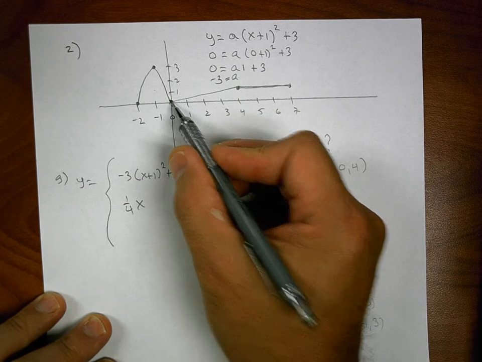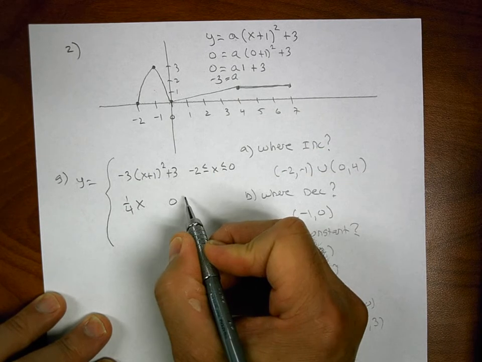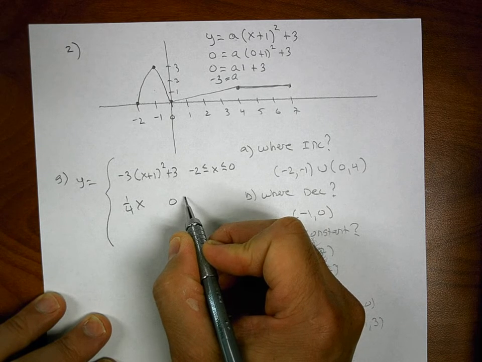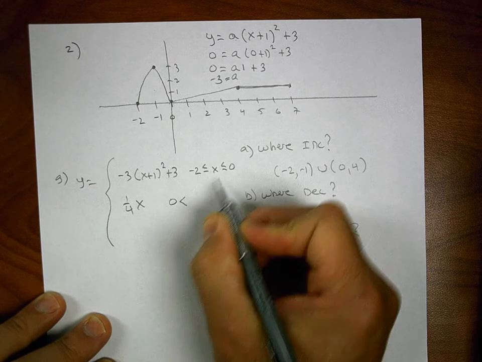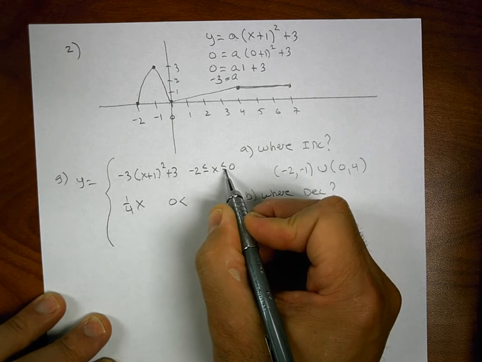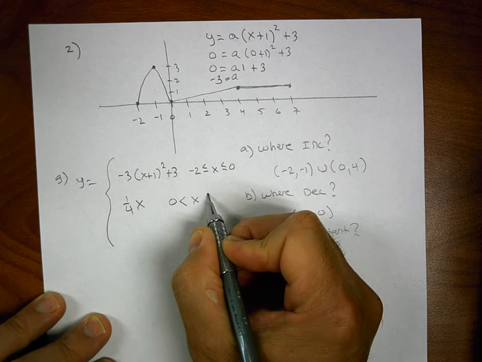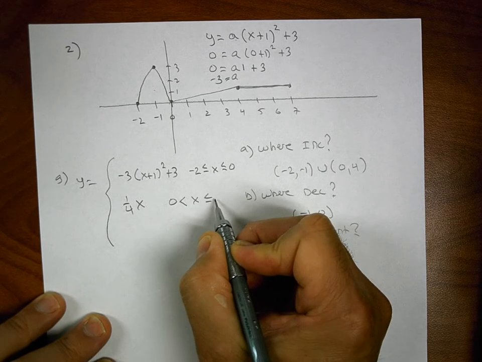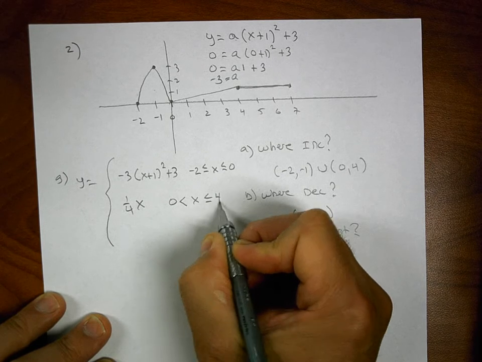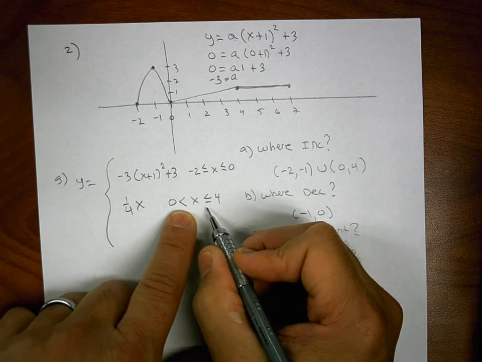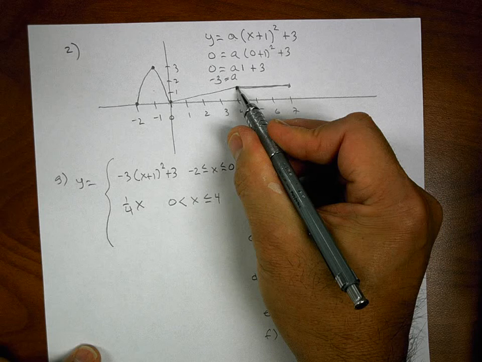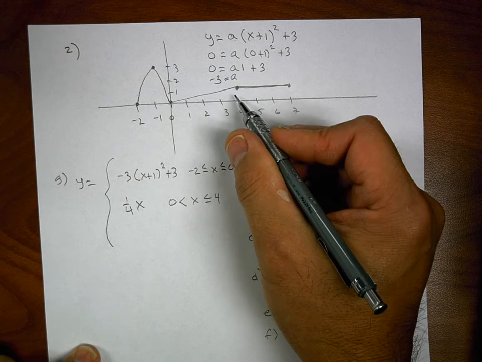So from 0, now what do I put here? Just less than, because this one's less than or equal to, so we don't want to double up there. x, and then our choice. So we'll do between 0 and 4, but including that 4. There we go. There's 2 pieces of the 3 pieces that we need.